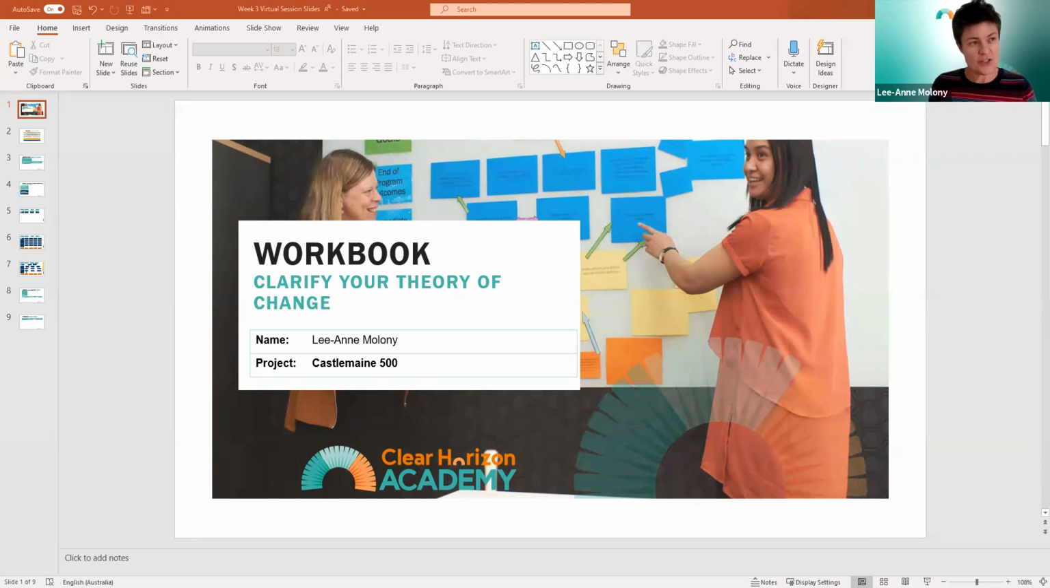The Castlemaine 500 program was funded by the Victorian state government for $2.5 million over 2 years, and that funded a small team of people to run activities for that program. It's quite some time ago now, it ran from 2009 to 2011.